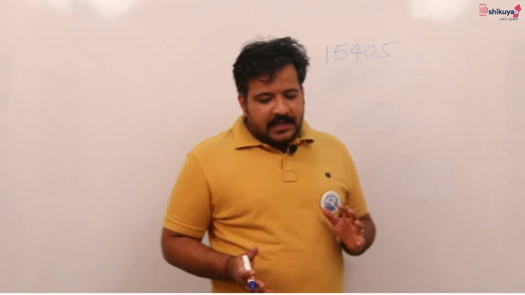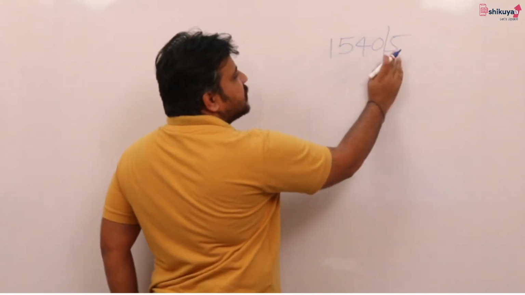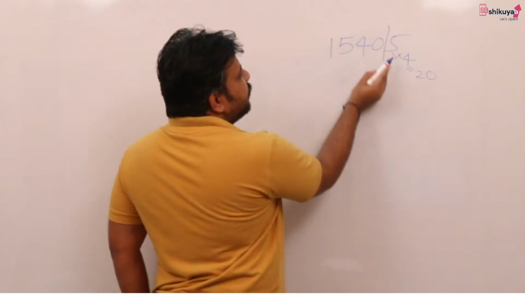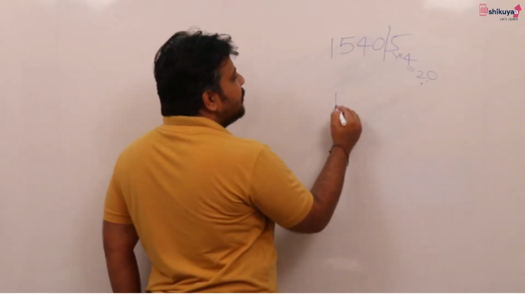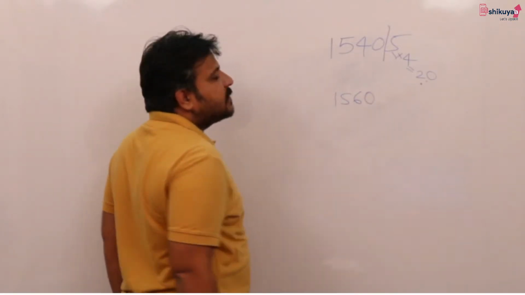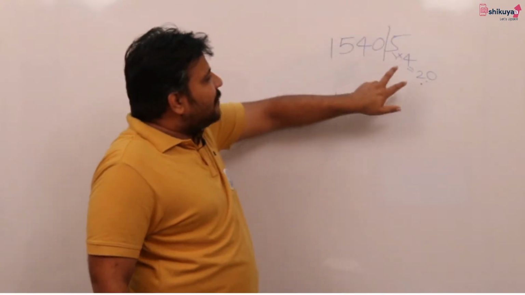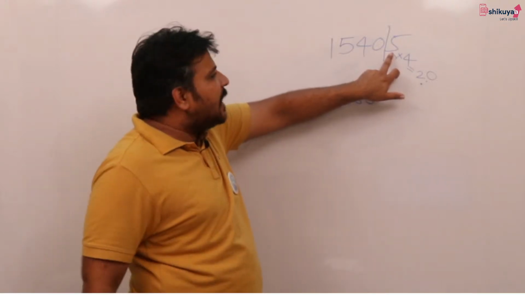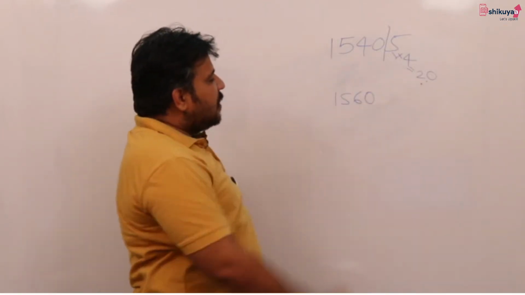Now what you have to do here is just multiply this by 4, right? So you remove this number 5, and multiply it by 4 to get 20. So 5 fours are 20. Now you have got 20. Add this 20 to the remaining number. So the number becomes 1560. So first of all, the number was 15,405. What I have done is I have multiplied the unit digit 5, the last digit, by 4 to get 20. Now I have added this 20 to the remaining number to get 1560.